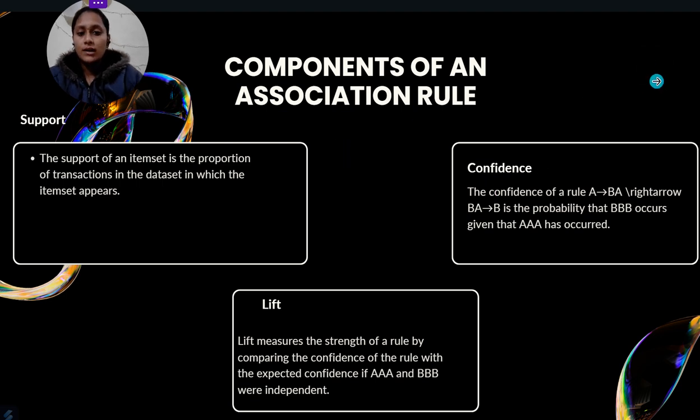Now let's discuss what are the components of association rule mining. First, support. The support of an item set is the proportion of transactions in the dataset in which the item appears. Second is confidence. The confidence of a rule A goes to B is the probability that B occurs given that A has occurred. Third is lift. Lift measures the strength of a rule by comparing the confidence of the rule with the expected confidence if A and B were independent.